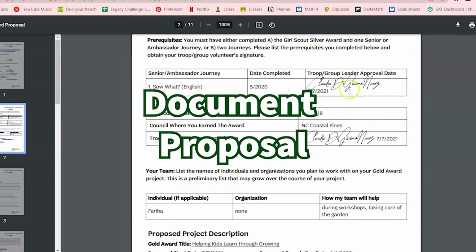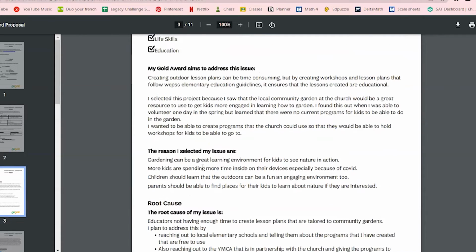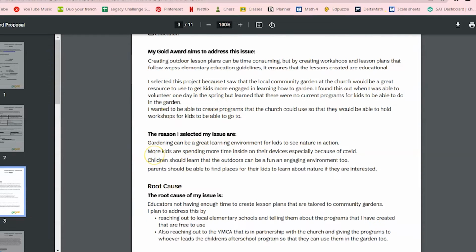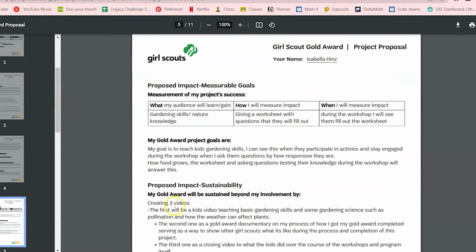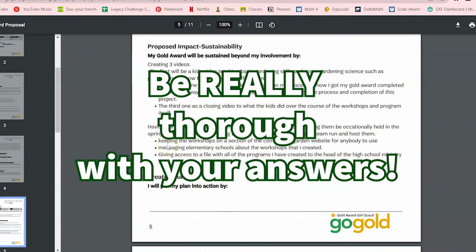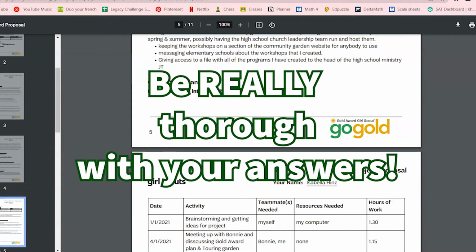As you can see, that is my troop leader Claudia, who signed right there. And so everything that you wrote down in your proposal plan is going to be output right here. This is just so you can get an idea of what it's going to look like on your proposal sheet. So you want to be really thorough with your answers and everything that you're going to be putting down in here.